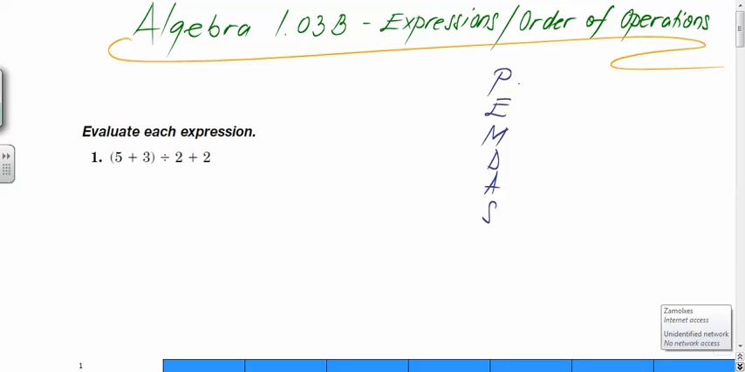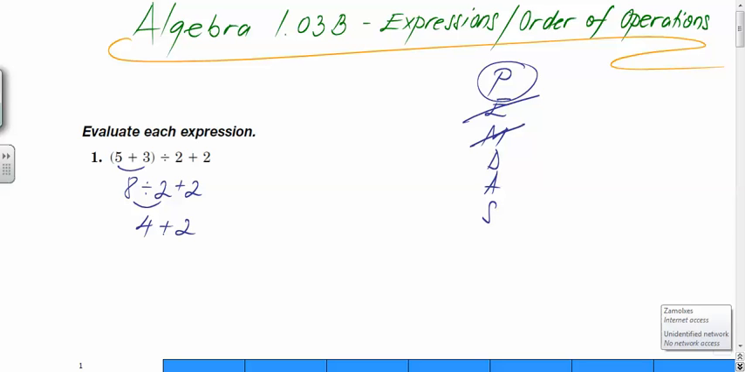Do I have parentheses? Yes, I do. 5 plus 3 inside the parentheses will give me 8. Now my expression will be 8 divided by 2 plus 2. Do I have exponents? No. Do I have multiplication? No. Is there division? Yes, it is. 8 divided by 2. That's 4.